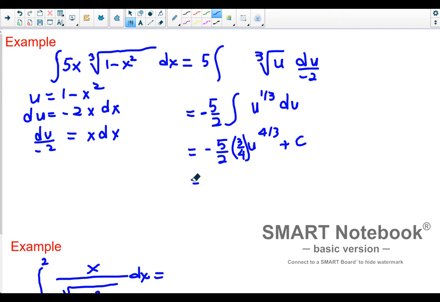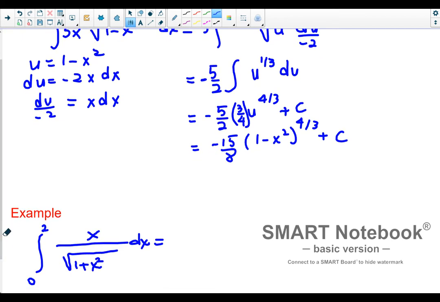Okay, at this point, let's just simplify this. So negative 15 over 8. And instead of u, I'm going to bring in its equivalent, which is (1 minus x squared) to the power of 4 over 3 plus c. Again, one way to check our answer is we can differentiate that entire quantity and show that it will give us the original question that we started with.